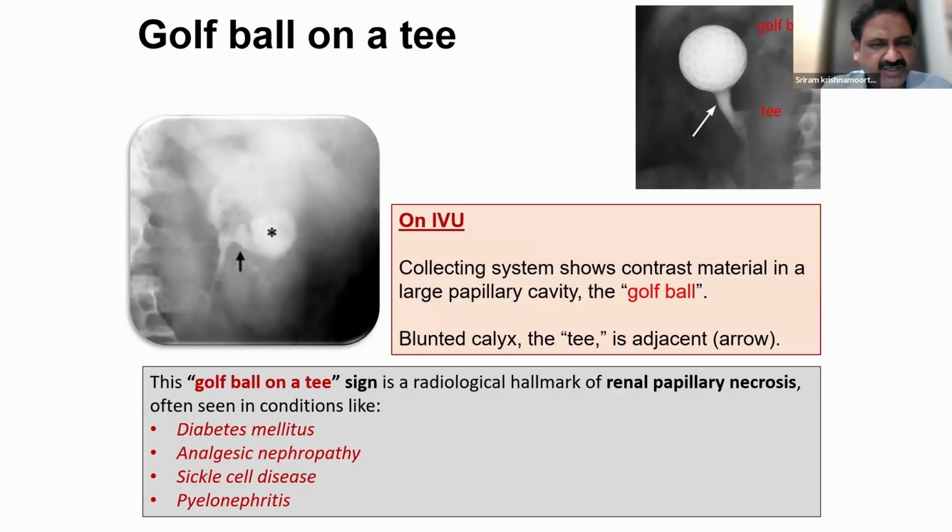As I had mentioned earlier, this sort of finding will also be seen in patients with diabetes mellitus, renal papillary necrosis, RPN. One of the common causes for renal papillary necrosis is diabetes mellitus. Patients with analgesic nephropathy, sickle cell anemia, obstruction, pyelonephritis can also develop renal papillary necrosis, which can also produce a golf ball on a tee appearance in IVU. Next slide.